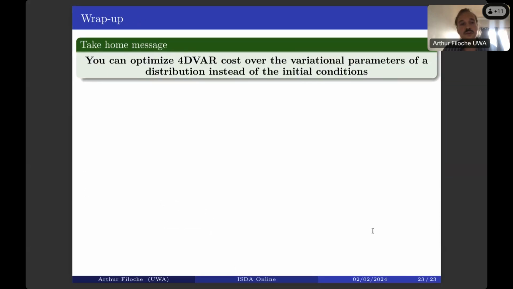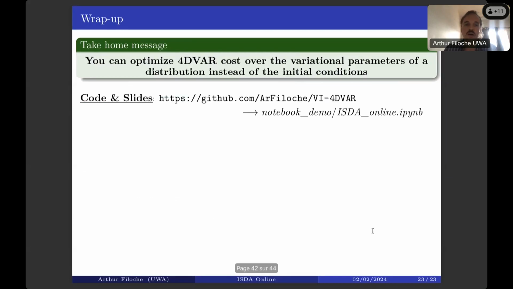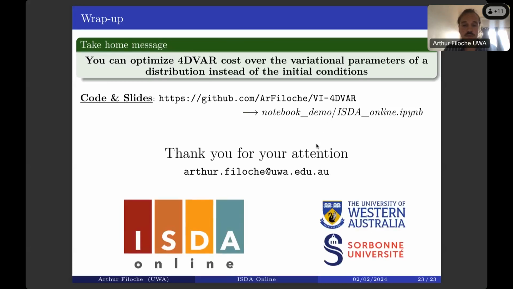To conclude, if you have to take only one message home, it is that you can optimize the 4D-Var cost over the variational parameters of a distribution instead of the initial condition. Also, I would like to remind you that the results I've shown are only from one trajectory, which is not very satisfying. So you may want to try the code that is online now. And if you feel like it, tweak some of the parameters. You can also find the slides at this address, and feel free to contact me if you want to discuss this. I will be happy. And thank you for your attention.